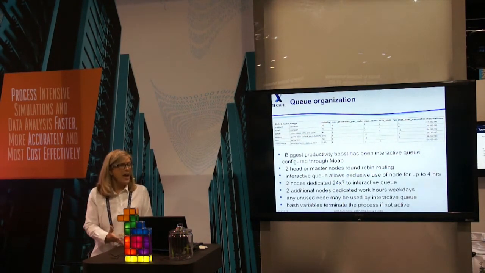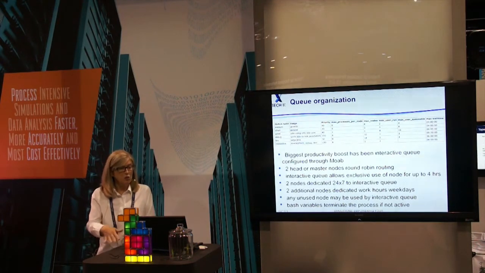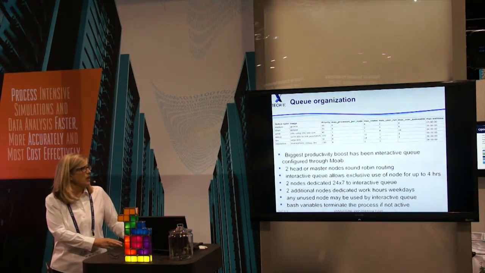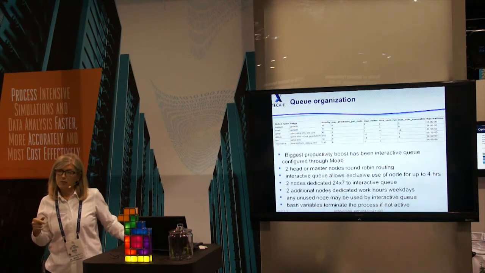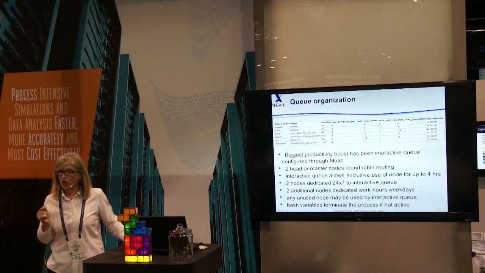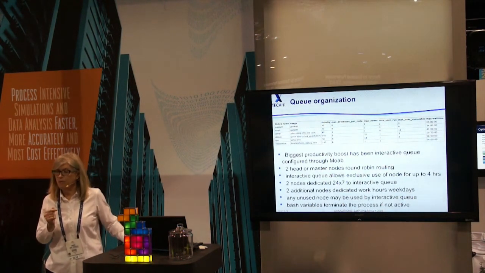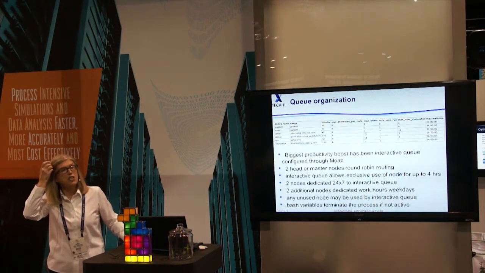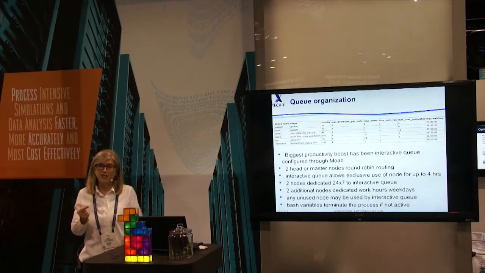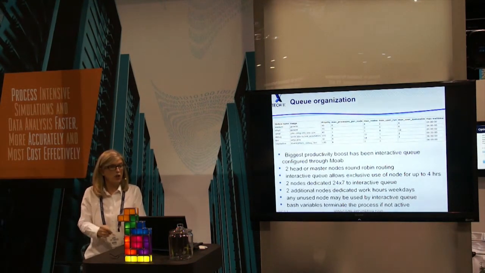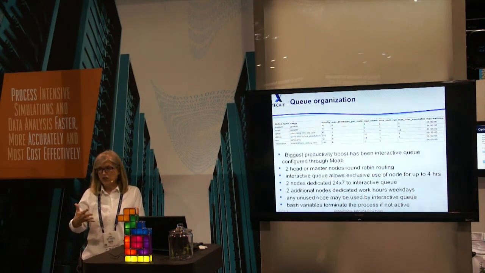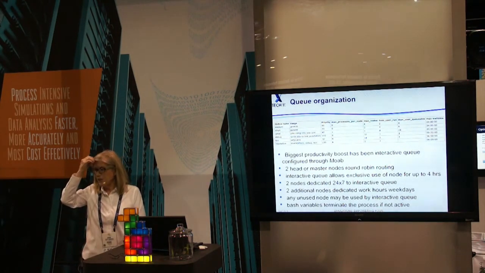We have 2 head or master nodes on our cluster that do round-robin routing for login. Two nodes are dedicated 24/7 for the interactive queues because we have people that work during the weekends. And then during the weekday, we have an additional 2 nodes that are dedicated to the interactive queue just during the work hours. And any other node that is not reserved can be used for the interactive queue.